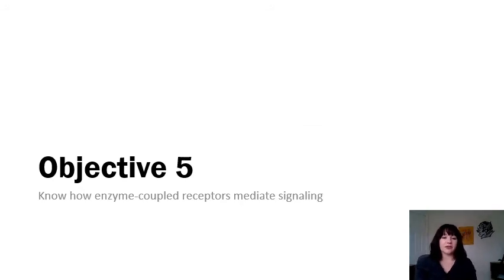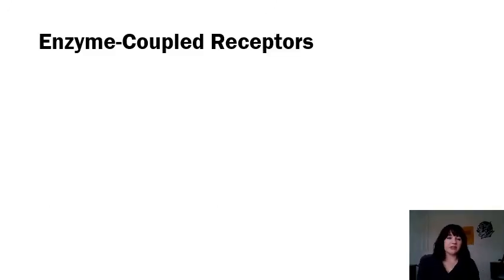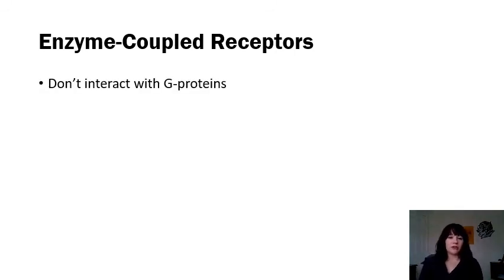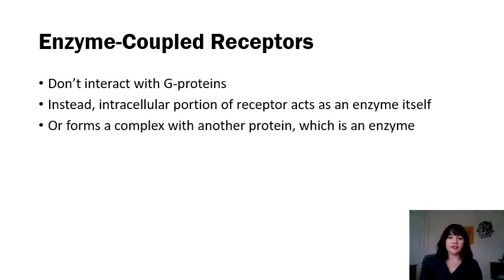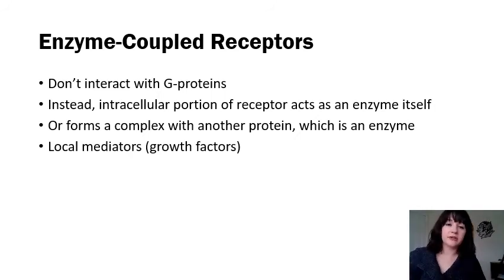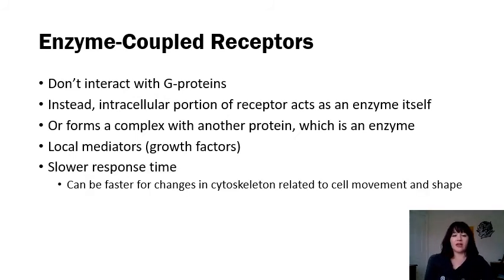The last type of receptor that you should know is enzyme-coupled receptors. Enzyme-coupled receptors, as their name implies, have enzymatic activity. They don't interact with G proteins inside the cell, but instead, the portion of the protein that is facing the inside of the cell is acting as an enzyme itself. Alternatively, it could form a complex with another protein at the cell membrane, which is an enzyme. Now, enzyme-coupled receptors are typically responding to signals such as growth factors, local signals, and they tend to have a slower response time than GPCRs.